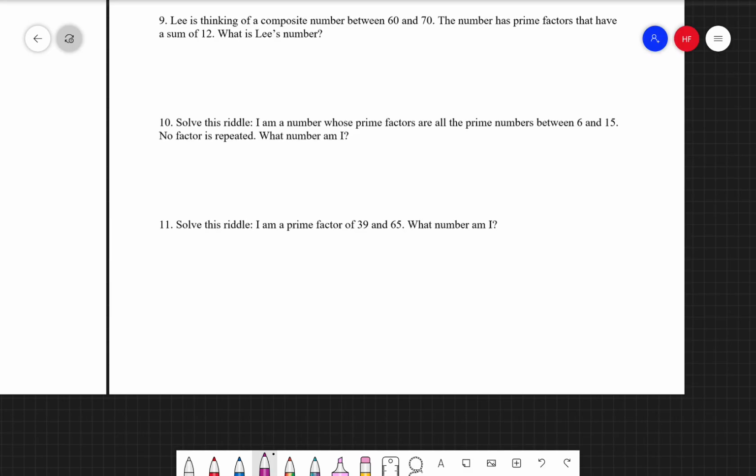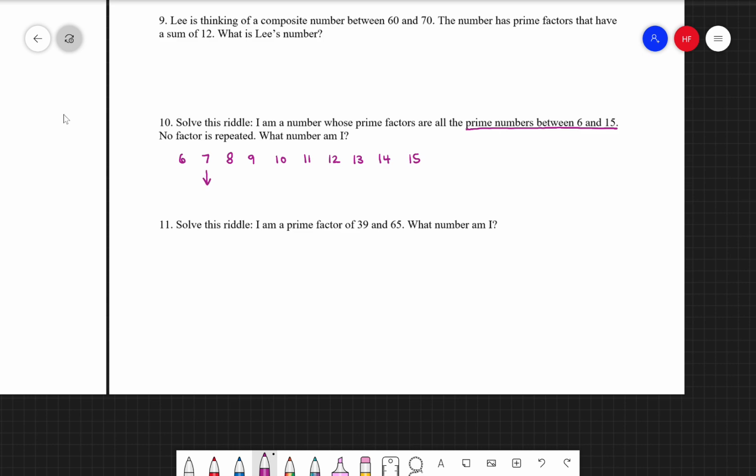Number 10 says, I am a number whose prime factors are all the prime numbers between 6 and 15. No factor is repeated. What number am I? So prime numbers between 6 and 15. Let's go, 6 is my lower limit. And we have 7, 8, 9, 10, 11, 12, 13, 14, and 15. So now let's pick out the prime numbers.